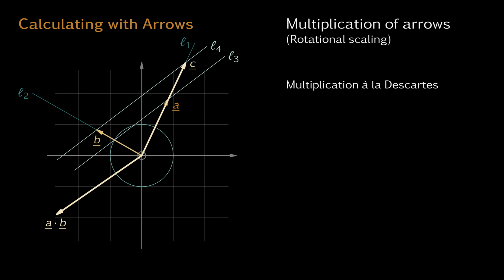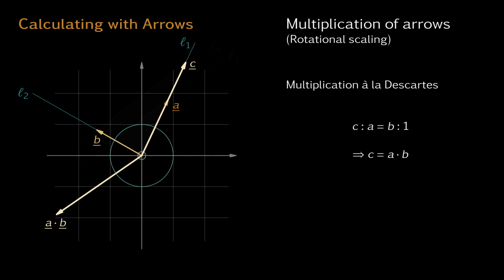What can we say about the length of C? Well, by construction, lines L3 and L4 are parallel. We thus have two similar triangles, a large one here and a smaller one here. The intercept theorem implies that the length of C to the length of A is equal to the length of B to 1, the radius of the unit circle. Hence, the length of C equals the length of A times the length of B.